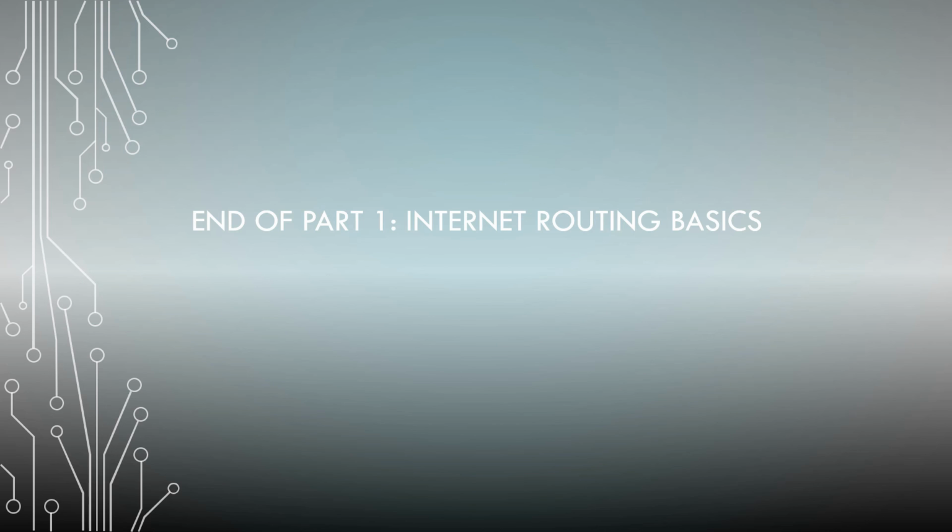And there we go, the end of part 1, Internet Routing Basics. In part 2, we'll actually talk about how this is leveraged in order to create a virtual private network between two companies on the internet in such a way that other people cannot snoop on their traffic, other people can't predict their traffic, and it keeps their traffic secure.